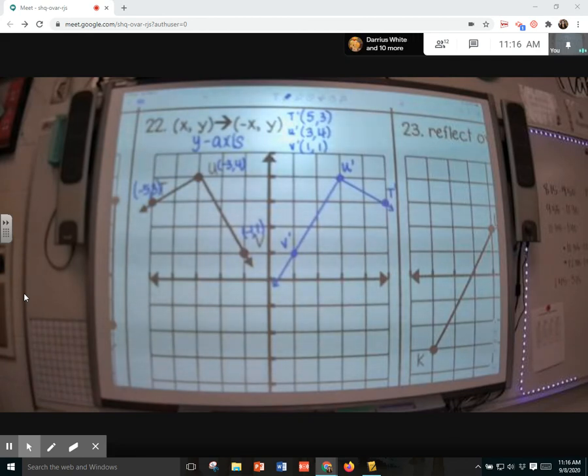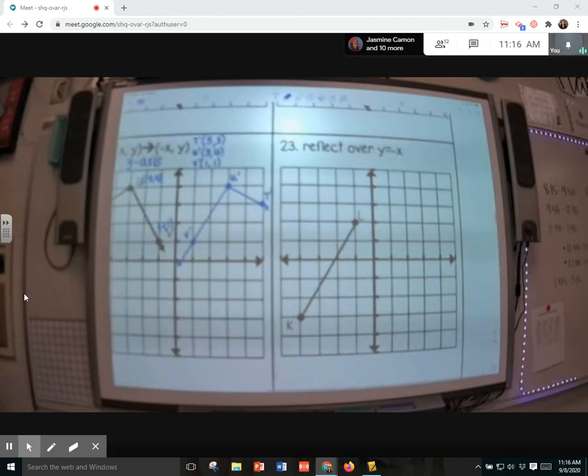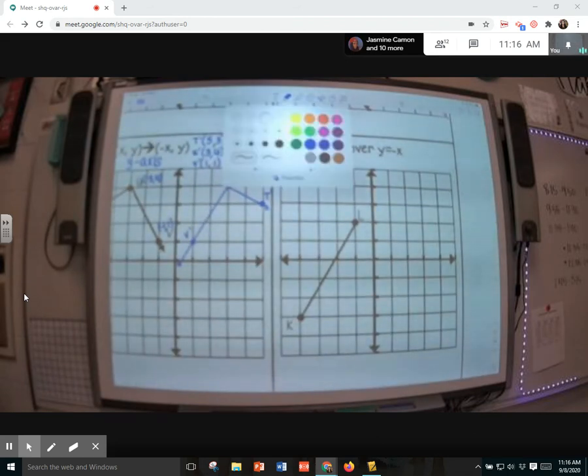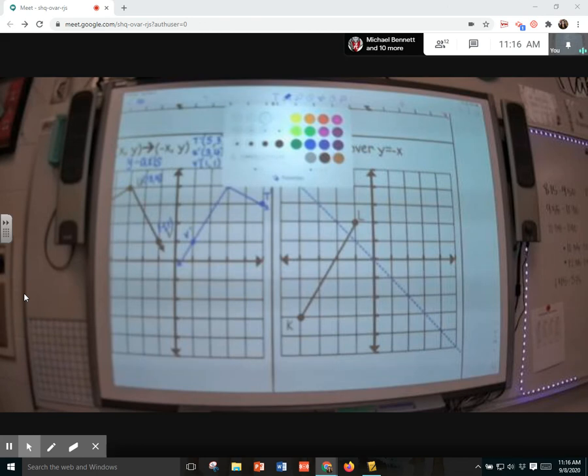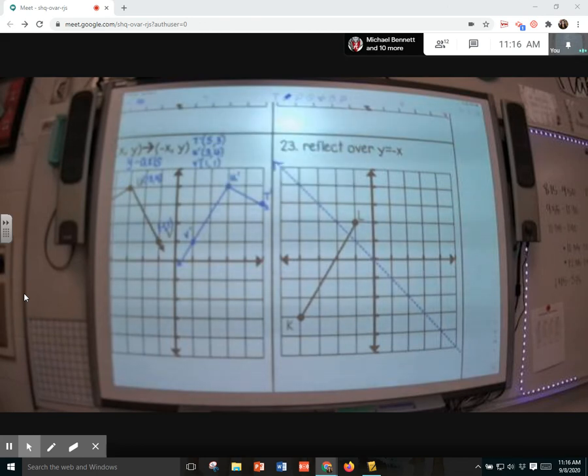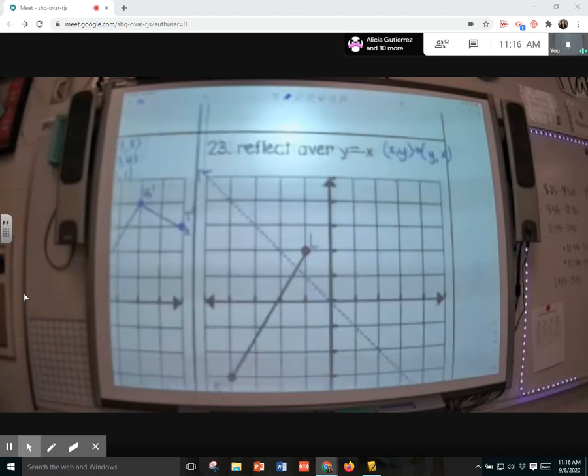Okay. Number 23, we're reflecting over y equals negative x. So that means we're going to reflect over this line right here. This is the line that we are reflecting over. And remember, when we have y equals negative x, that means that our coordinates are changing. They're going to flip their orientation and they're going to change their sign because of that negative.